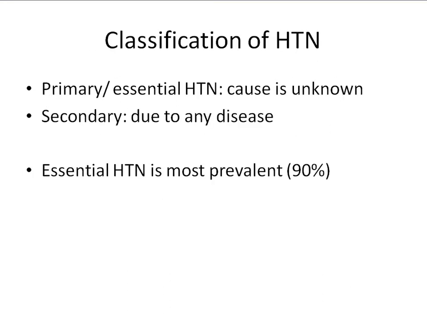So, classification of hypertension. As we discussed, in a person with no history of hypertension or hypertension medication, when the recording for the first time is more than 140/90, we consider this as hypertension. Coming to the classification, there are only 2 types: primary or essential hypertension, which is the most common type and whose cause is unknown. More than 90% of cases are essential hypertension, and we don't exactly know the reason behind it. So it's called essential hypertension. The second type is secondary hypertension. It might be due to underlying diseases.